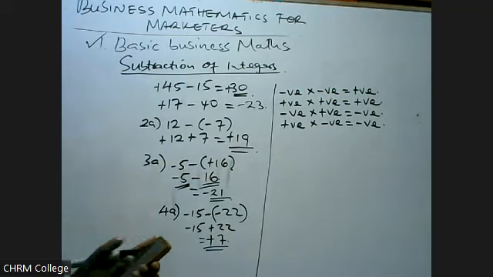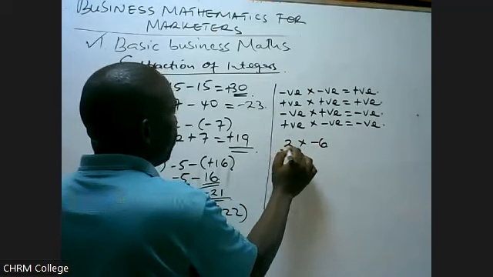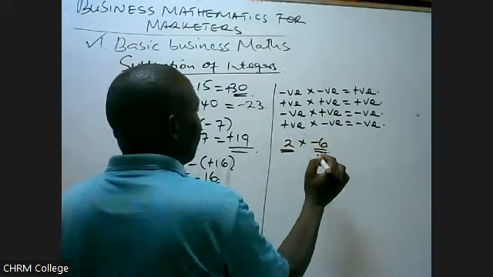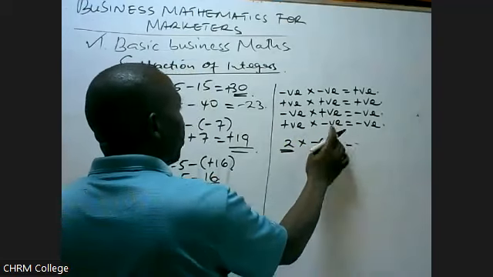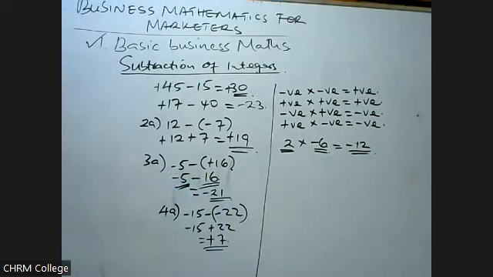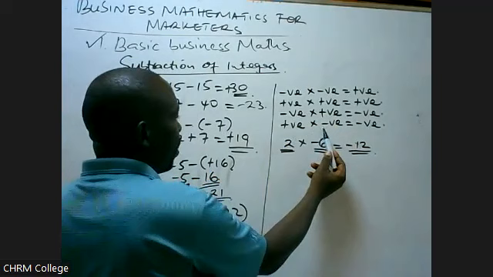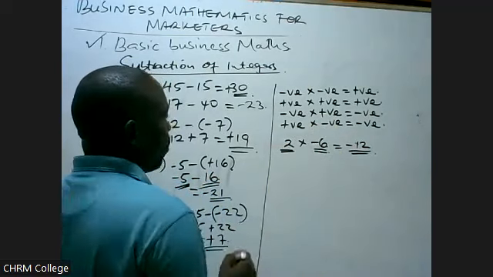Like question 3, whereby you have 2 times negative 6. This is a positive integer multiplying a negative integer, so the answer will be negative. So you do 2 times 6 is going to be negative 12. A positive integer multiplied by a negative integer. Positive 2 times negative 6 gives you the negative.